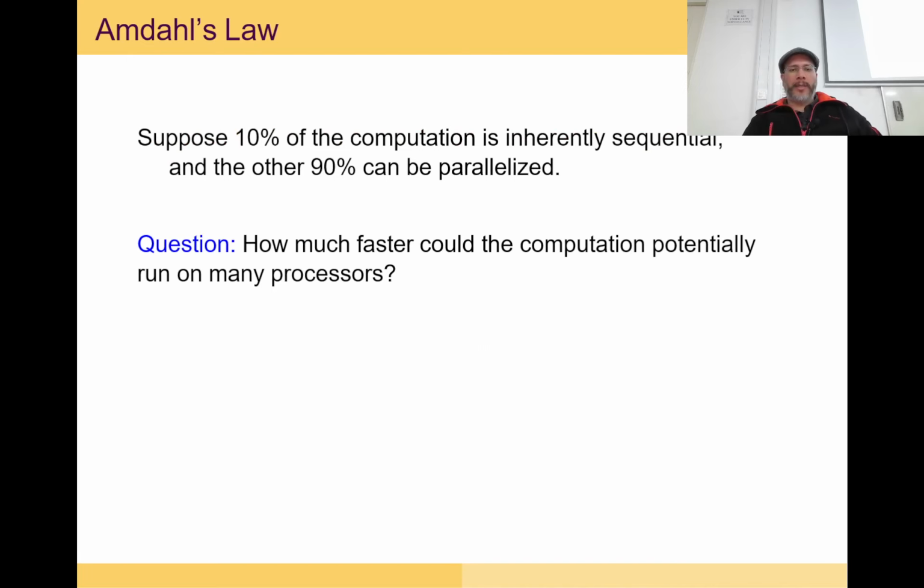Okay. So let's have a more realistic situation. 10% of the code is sequential and 90% can be parallelized. What is the fastest, what sort of speed up can you get in this case? Theoretical maximum.